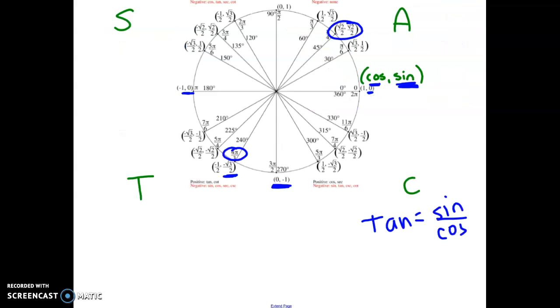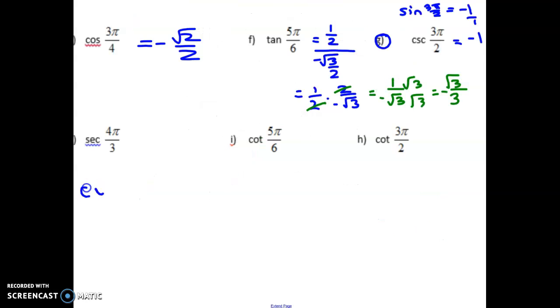So let's start by looking for 4 pi over 3. 4 pi over 3 is right down here, and we're dealing with cosine. So cosine is negative 1 over 2. So let's first find cosine at 4 pi over 3, and that's negative 1 over 2. So secant is going to be the flip of that. So when you flip negative 1 over 2, you get negative 2 over 1. Okay, so again, you just flip the reciprocal.